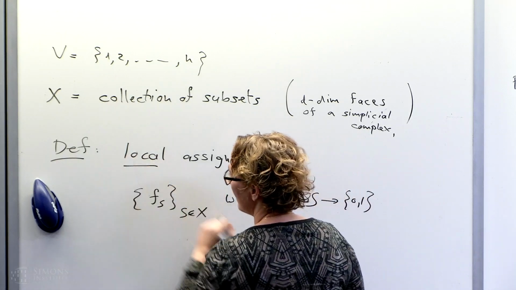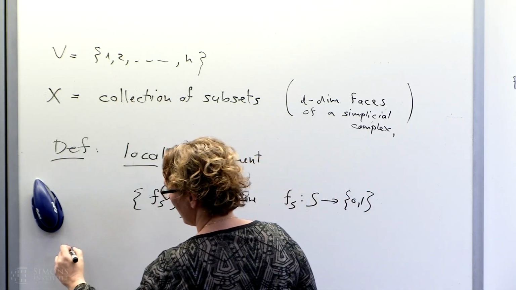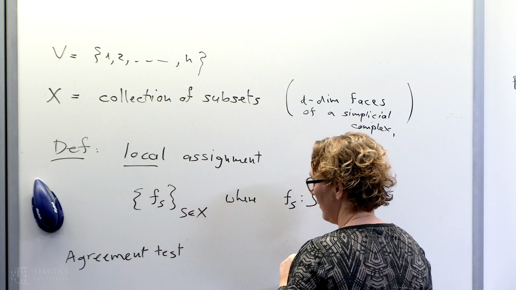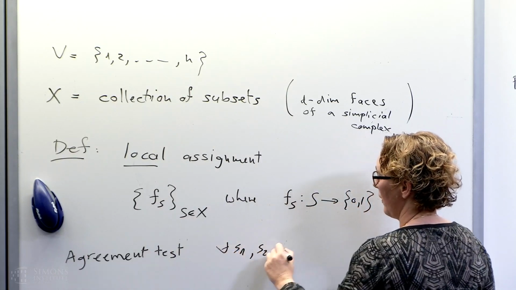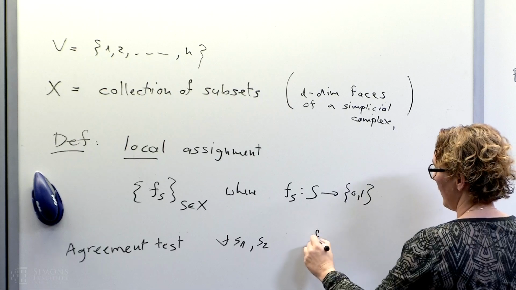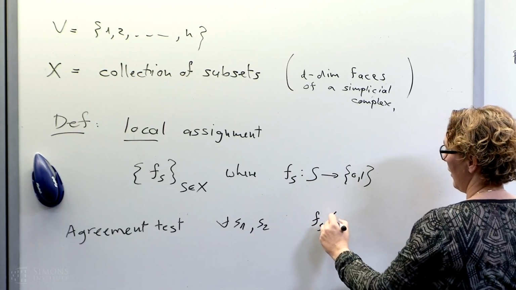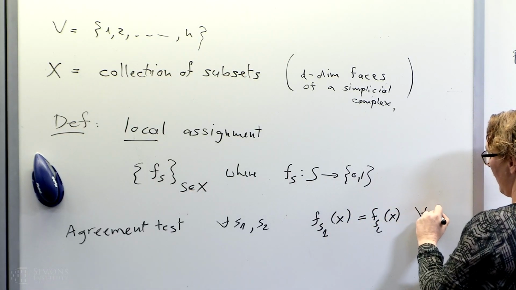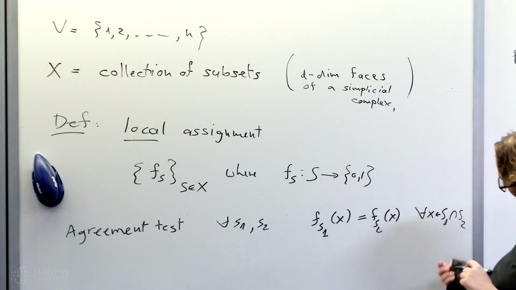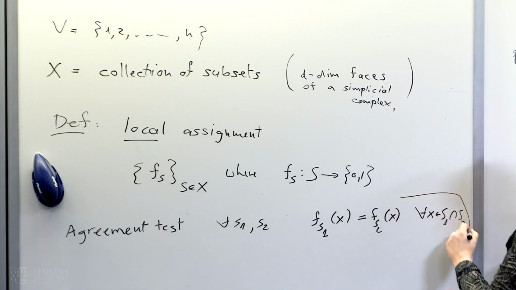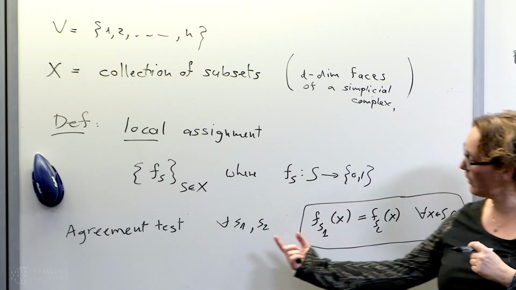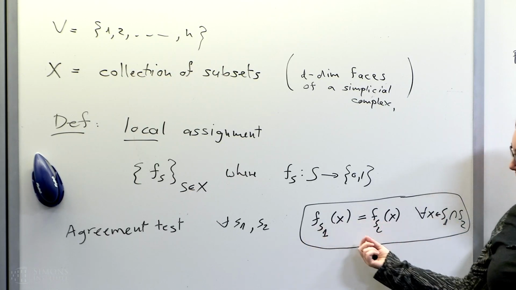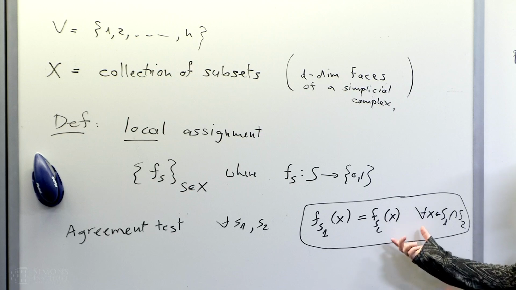So this is a local assignment. And an agreement test is that for every S1 and S2 that intersect, you want that Fs1 at any point x equals Fs2 at the same point x for every x in the intersection. Okay, so I'm thinking of this as one constraint. For the pair S1 and S2, I check that for all the elements in the intersection, these two local functions agree. This is an agreement test.